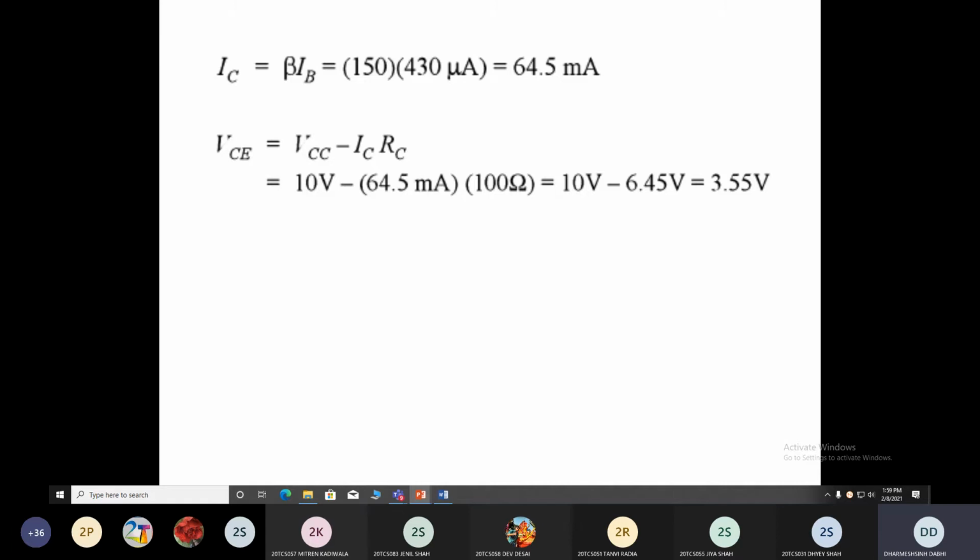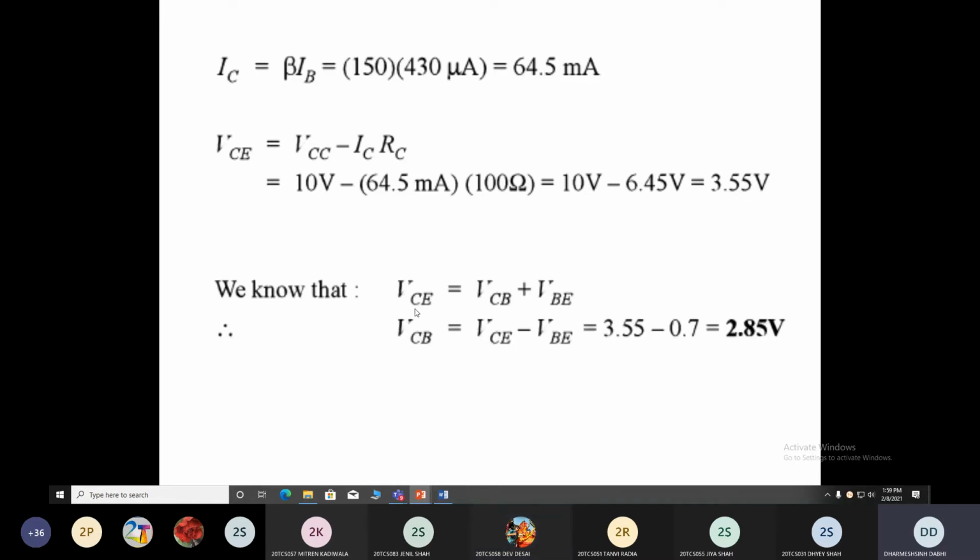Collector to base voltage. You know the value of base to emitter voltage. You know the value of collector to emitter voltage, this 3.55. So what is the value of? 2.85 volt. Yes, very good. 2.85 volt. You know the VCE is equal to what? Collector to base voltage plus base to emitter voltage.